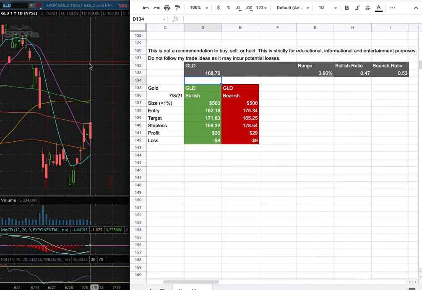$175.34, and that is this range here. My sell target is at $165.25, and my stop loss is at $178.54. So whichever entry price were to hit first, that would be my position of the week.